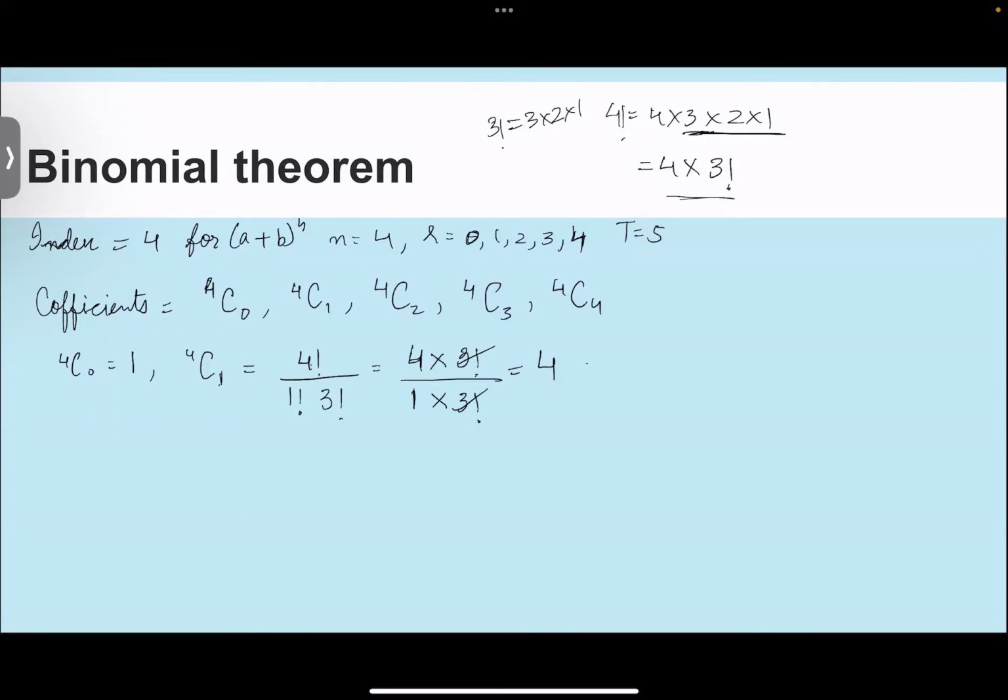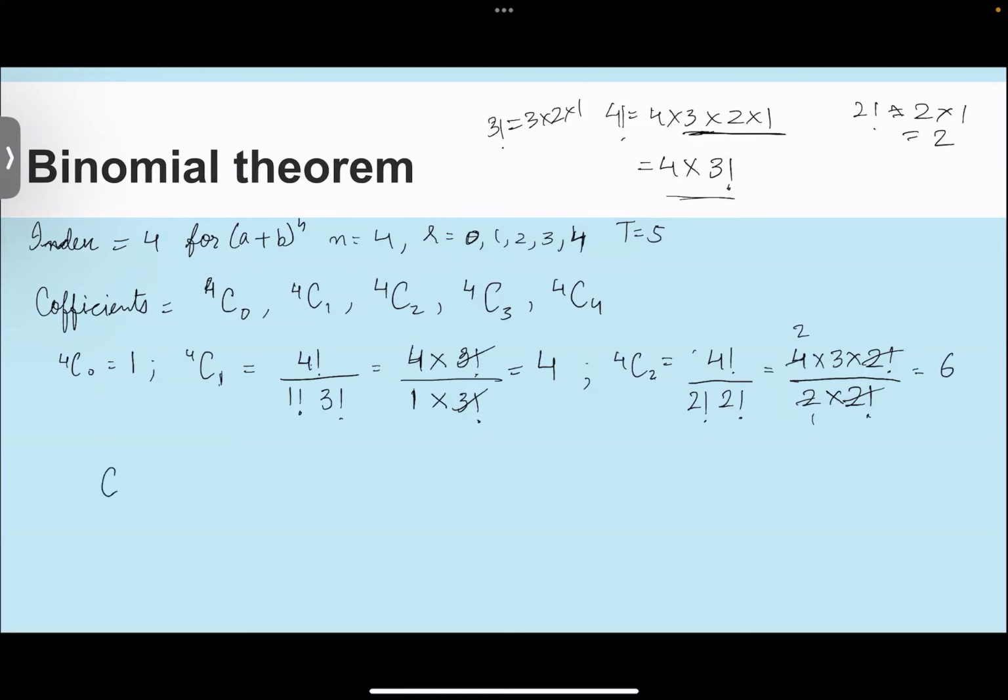Now let's see 4C2. So 4C2 would be equal to 4 factorial upon r factorial, which is 2 factorial, and 4 minus 2 is also 2, so 2 factorial. Now again, if you write 4 into 3 into 2 factorial, one of the 2 factorials can get cancelled, and 2 factorial is 2 into 1, so that is 2. So 4 into 3 upon 2, so this is 6.